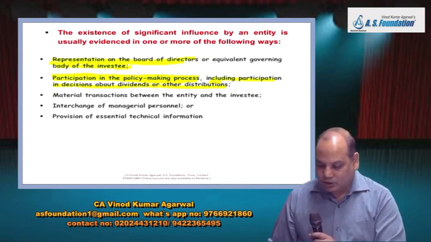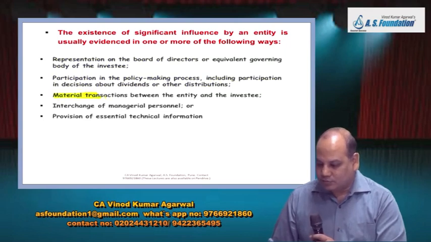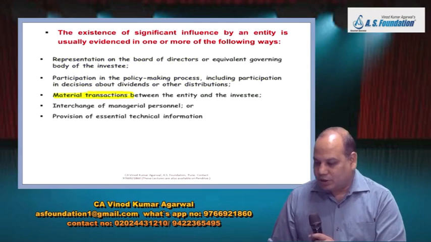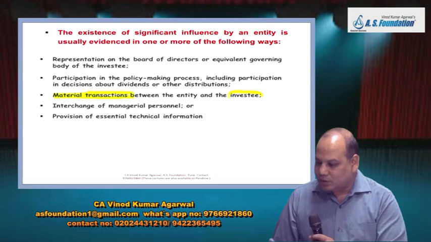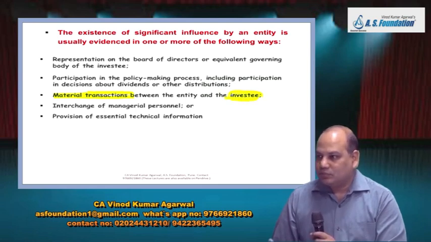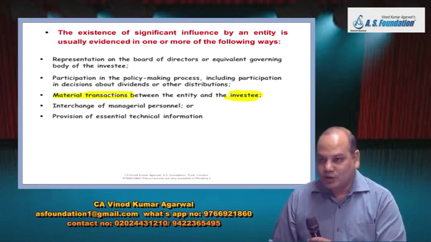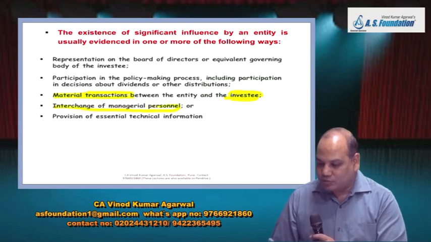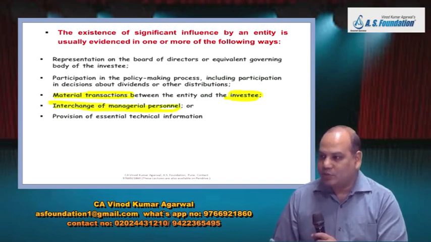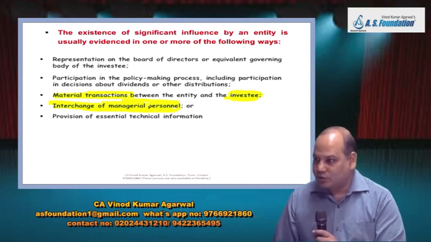Third is through material transactions. Material means a significant volume of your transaction is with the other entity. For example, you purchase 100% of the output of the investee. So you have significant influence over it. Then you provide managerial personnel to the other entity, interchange of managerial personnel. All key functions of the associate are looked after by your key managerial personnel also.